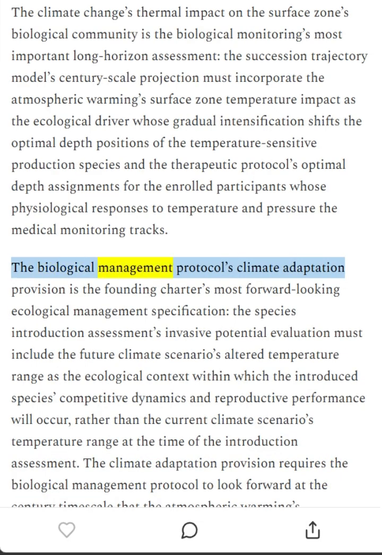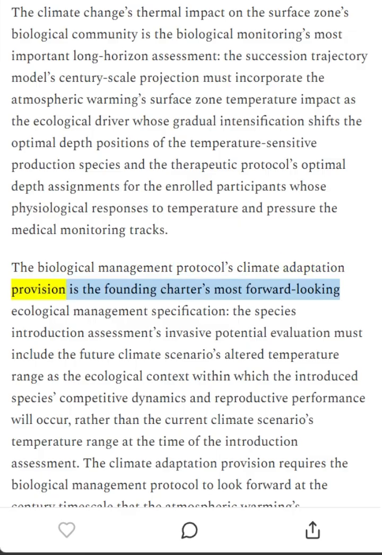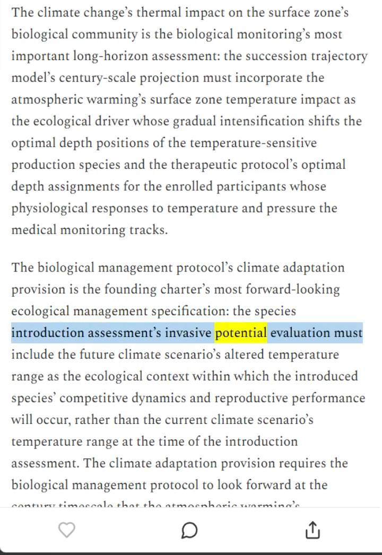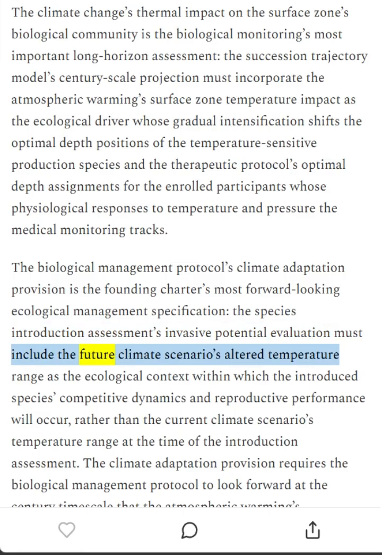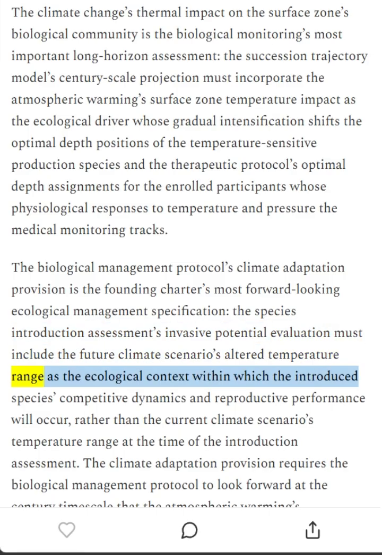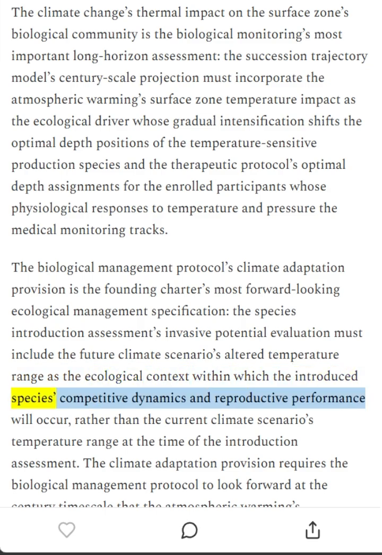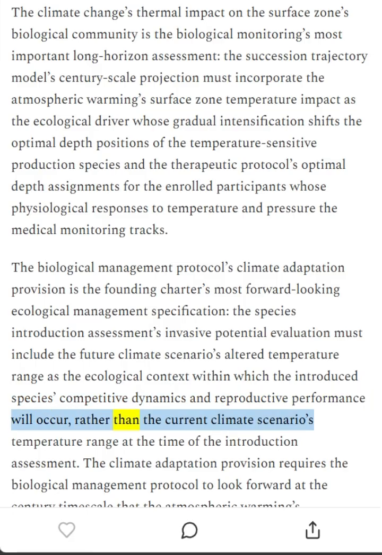The Biological Management Protocol's climate adaptation provision is the Founding Charter's most forward-looking ecological management specification. The Species Introduction Assessment's invasive potential evaluation must include the future climate scenario's altered temperature range as the ecological context within which the introduced species' competitive dynamics and reproductive performance will occur, rather than the current climate scenario's temperature range at the time of the introduction assessment.